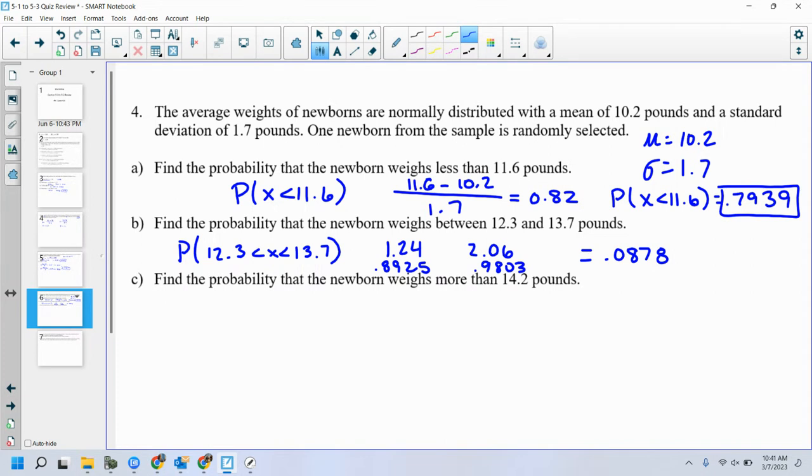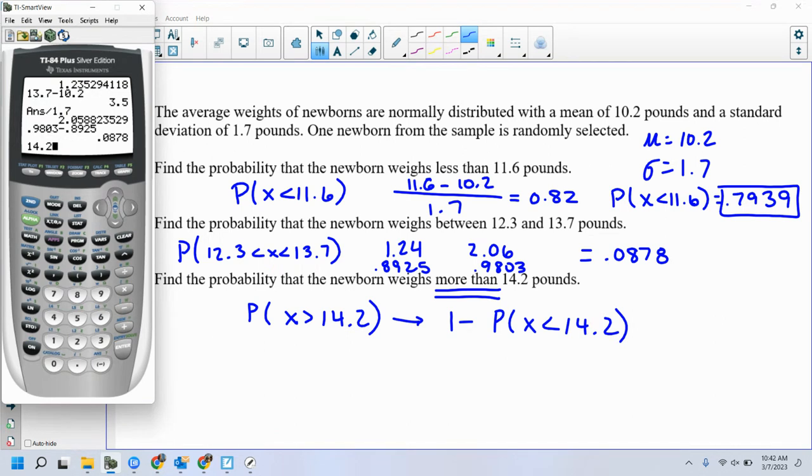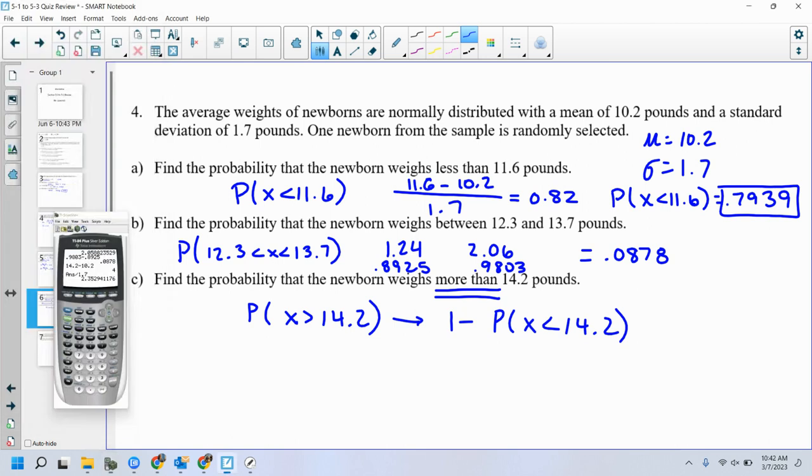Last one for this one. Find the probability that the newborn weighs more than 14.2 pounds. Ooh, big baby. X is greater than 14.2. Now remember the write up: weighing more than 14.2 pounds is 1 minus the probability of X is less than 14.2. And that's on the table. So I go 14.2 minus 10.2 divided by 1.7, and that's a z-score of 2.35.